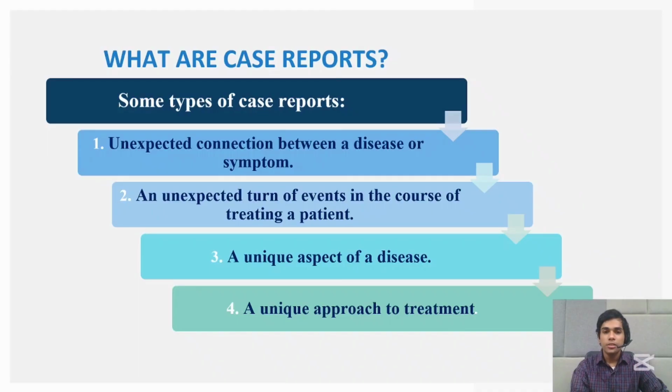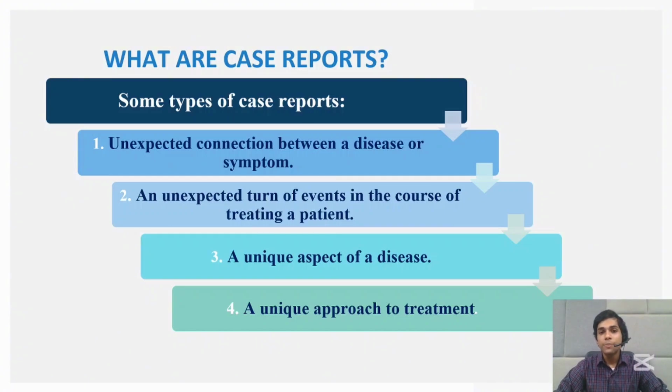To summarize, there are 4 types as you see in the slide. Number 1, unexpected connection between a disease or a symptom. Let's say you come across a patient with diabetes mellitus. We all know what the disease is, right? This patient develops a new symptom not proven by previous literature, or it is a known finding but it is rare. So it is your case and you can present it as a case report, and this would add to the literature of that symptom.